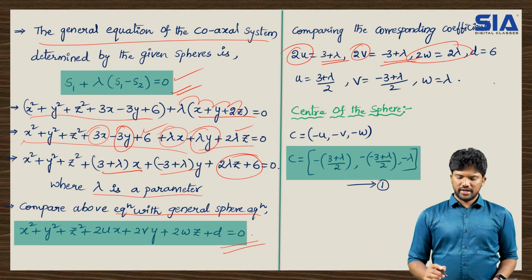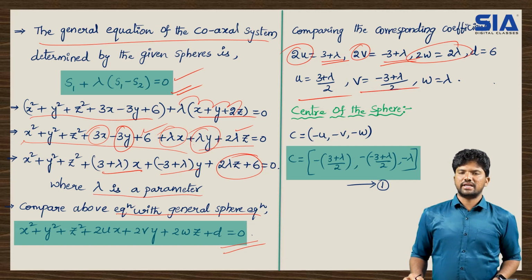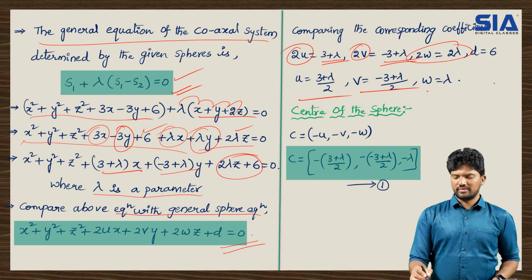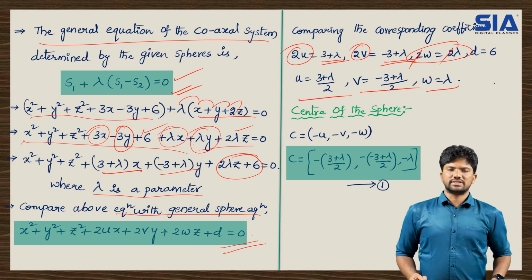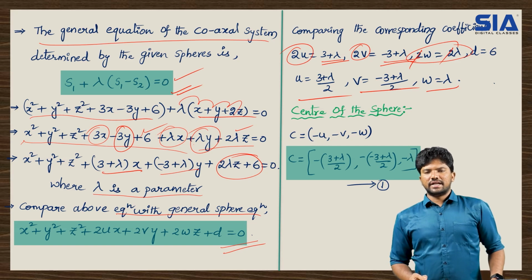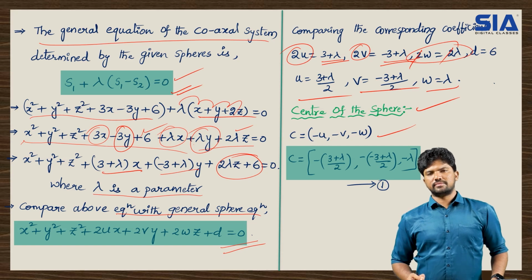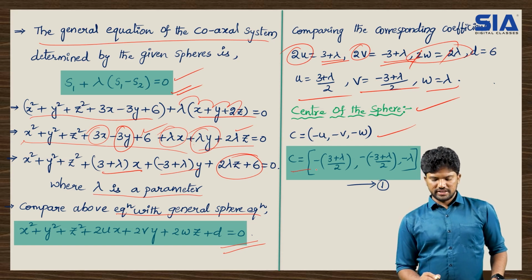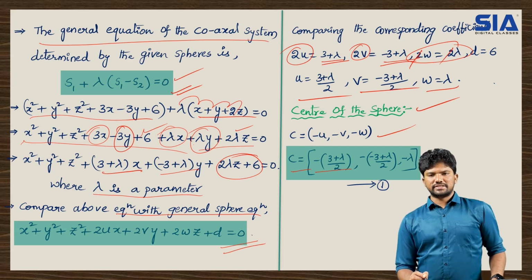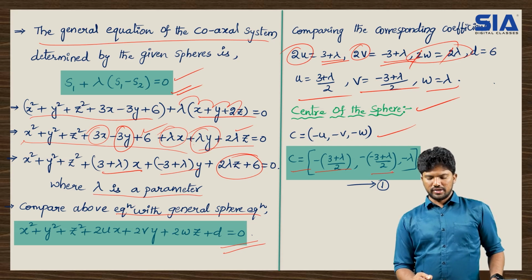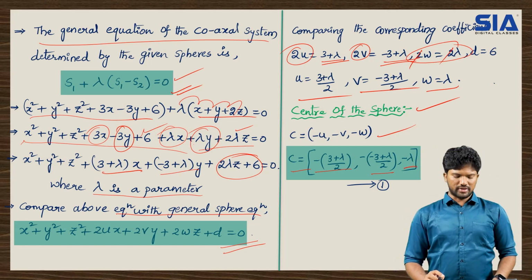Therefore u is equal to (3 plus lambda) by 2, v is equal to (minus 3 plus lambda) by 2, and w is equal to lambda, since the 2 gets cancelled, and d is equal to 6. So now immediately write the center of the sphere. Small c is equal to (minus u, minus v, minus w). Therefore c is equal to (minus of (3 plus lambda) by 2, minus of (lambda minus 3) by 2, minus lambda). Take it as equation number 1.